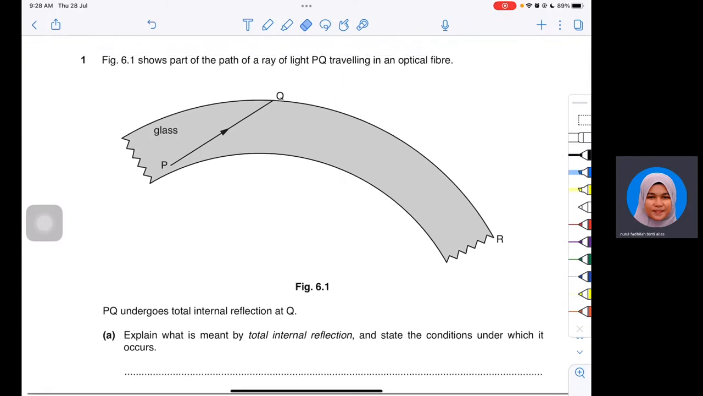Figure 6.1 shows part of the path of a ray of light PQ traveling in an optical fiber. Where can you find an optical fiber? Many places, right? Okay, you can find optical fiber at home, in the internet and all that.